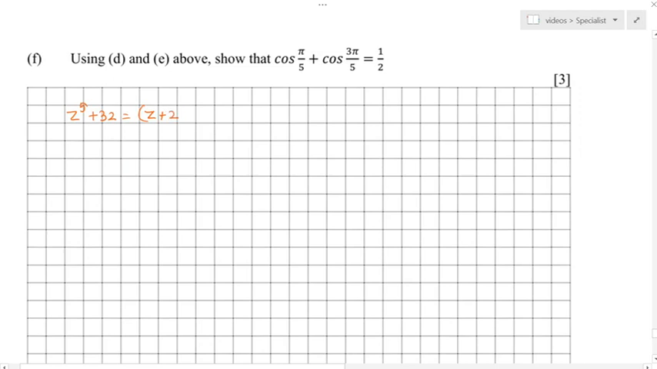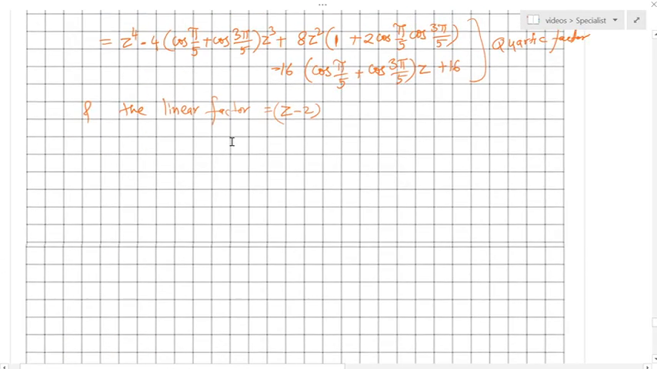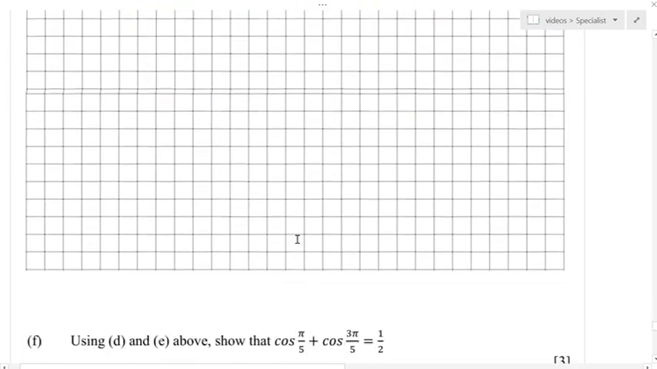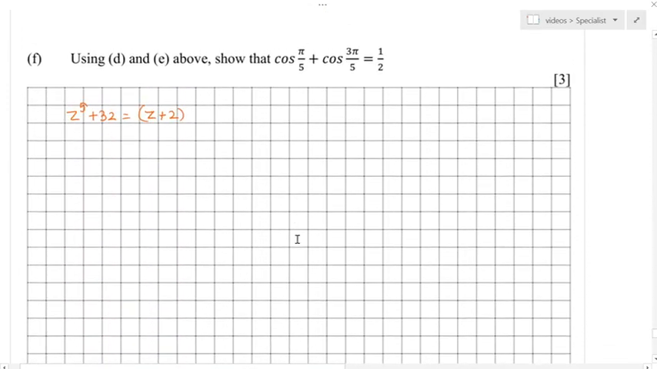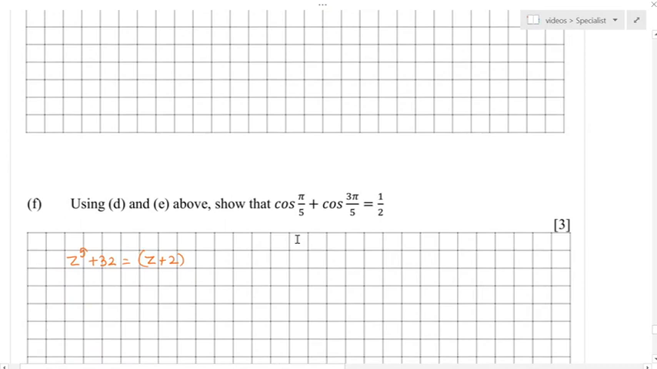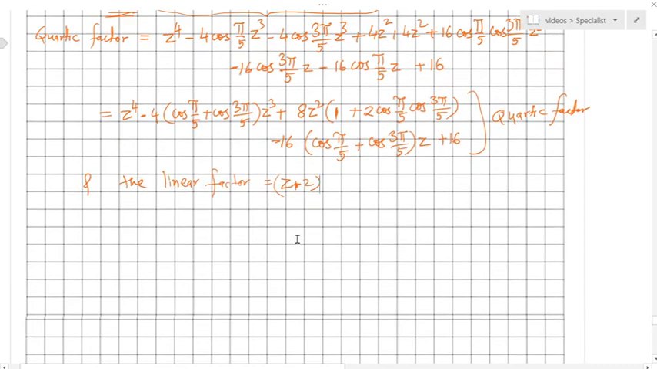oh, did I make a mistake there? Yes, the linear factor is not z minus 2, it is z plus 2. We need to be careful with that. So z plus 2, and that quadratic factor that we just had in the previous part, we'll need to write all that. So let's do that.